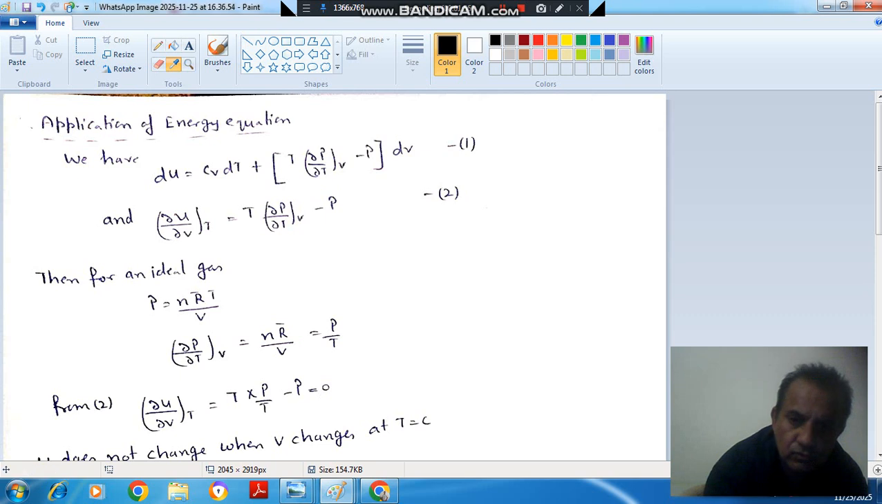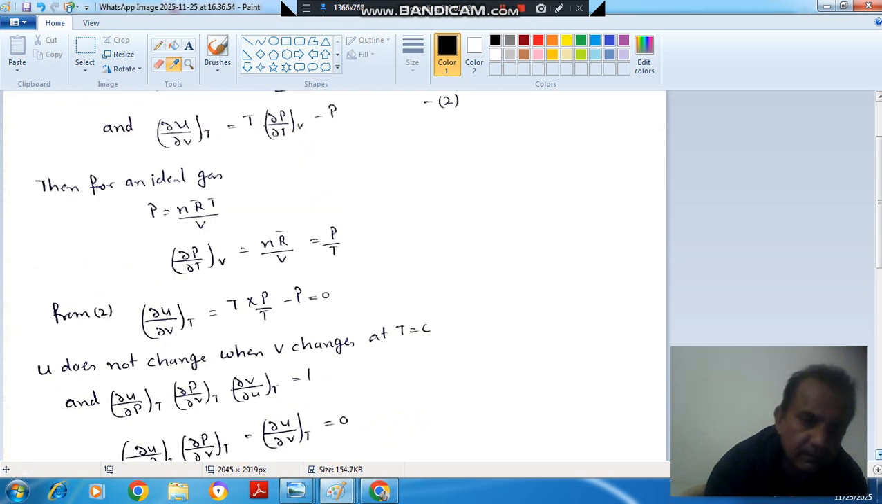Okay. So now we can see that U does not change when V changes. So (∂U/∂V) is 0 at constant temperature. Okay. So it is independent of volume. Internal energy is independent of volume.